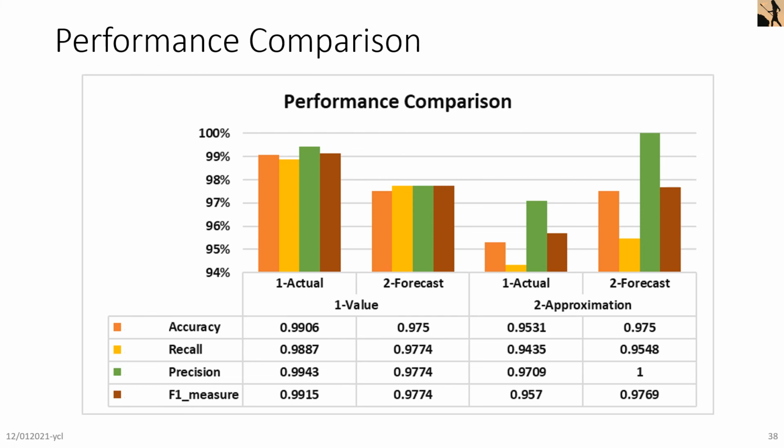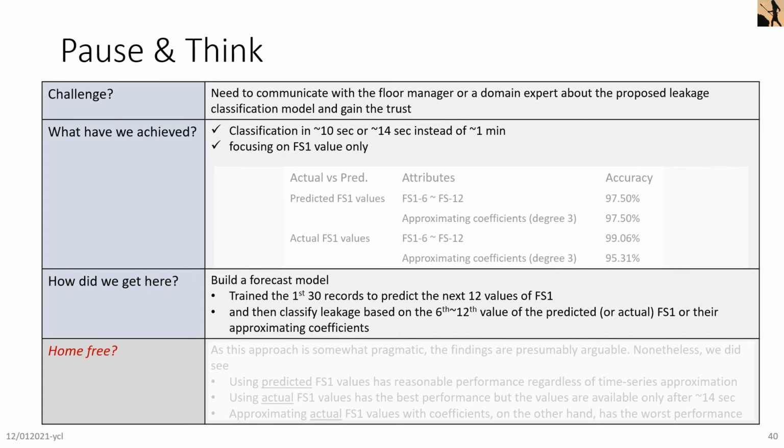Anyway, it's interesting to see that, and now we will just pause here and think again. So the challenge we have here is that a lot of the time we need to communicate with a flow manager or domain expert about the proposed leakage classification model and gain their trust. Sometimes it's just hard to convince them that a more powerful model is doing the right things or not, because it's their call to accept the model, right?